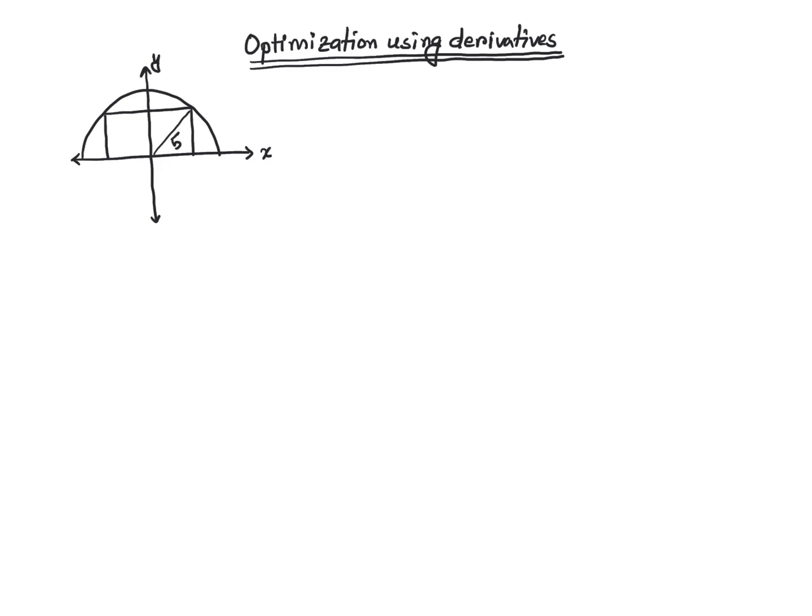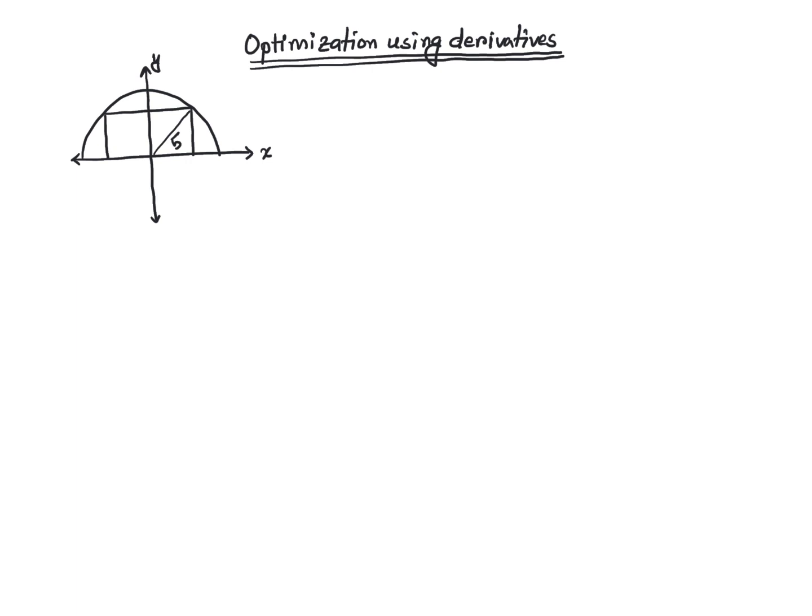In this video, I'm going to do an optimization problem using derivatives. So in this diagram, you can see that there is a semicircle which has a radius of r equals 5. We're going to find out what is the biggest rectangle that we can fit inside this semicircle.